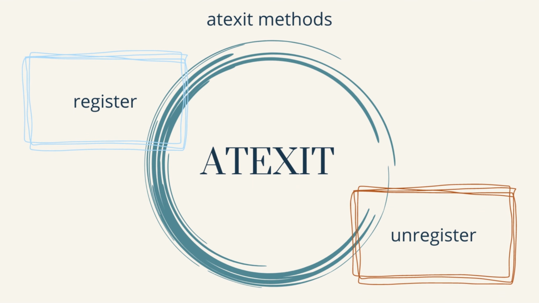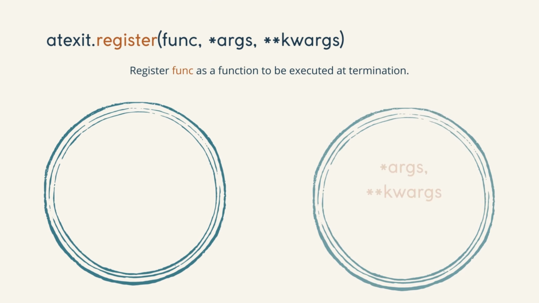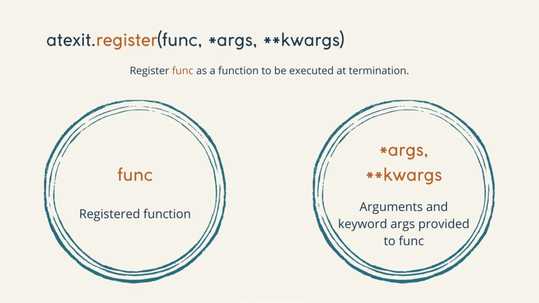Atexit methods are register and unregister. Register method. Register func as a function to be executed at termination. Any optional arguments that are to be passed to func must be passed as arguments.